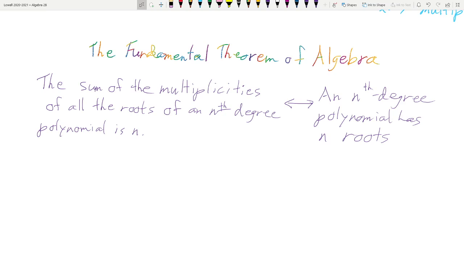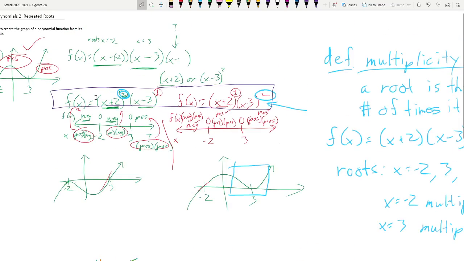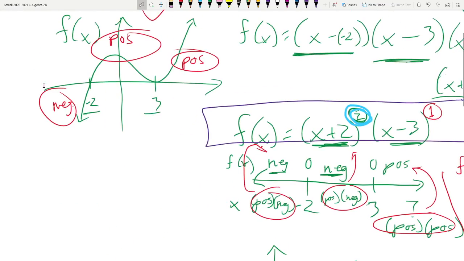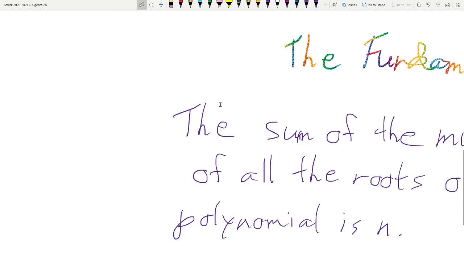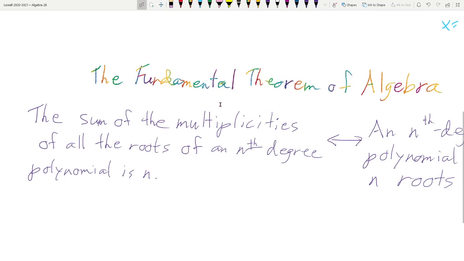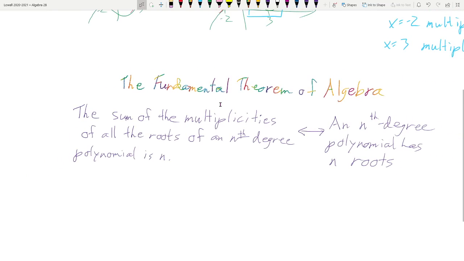And you might say, wait a minute, that says it has n, not at most n. And you would think, hang on a minute, we said before that we have an example here of a third degree with only 2 roots. You're correct, but the way that this is counting them is it's counting every single one separately, even if it's repeated. So for example, above we have the roots at x equals -2, 3, and 3, and it counts each of them individually. So it would have 3 roots.